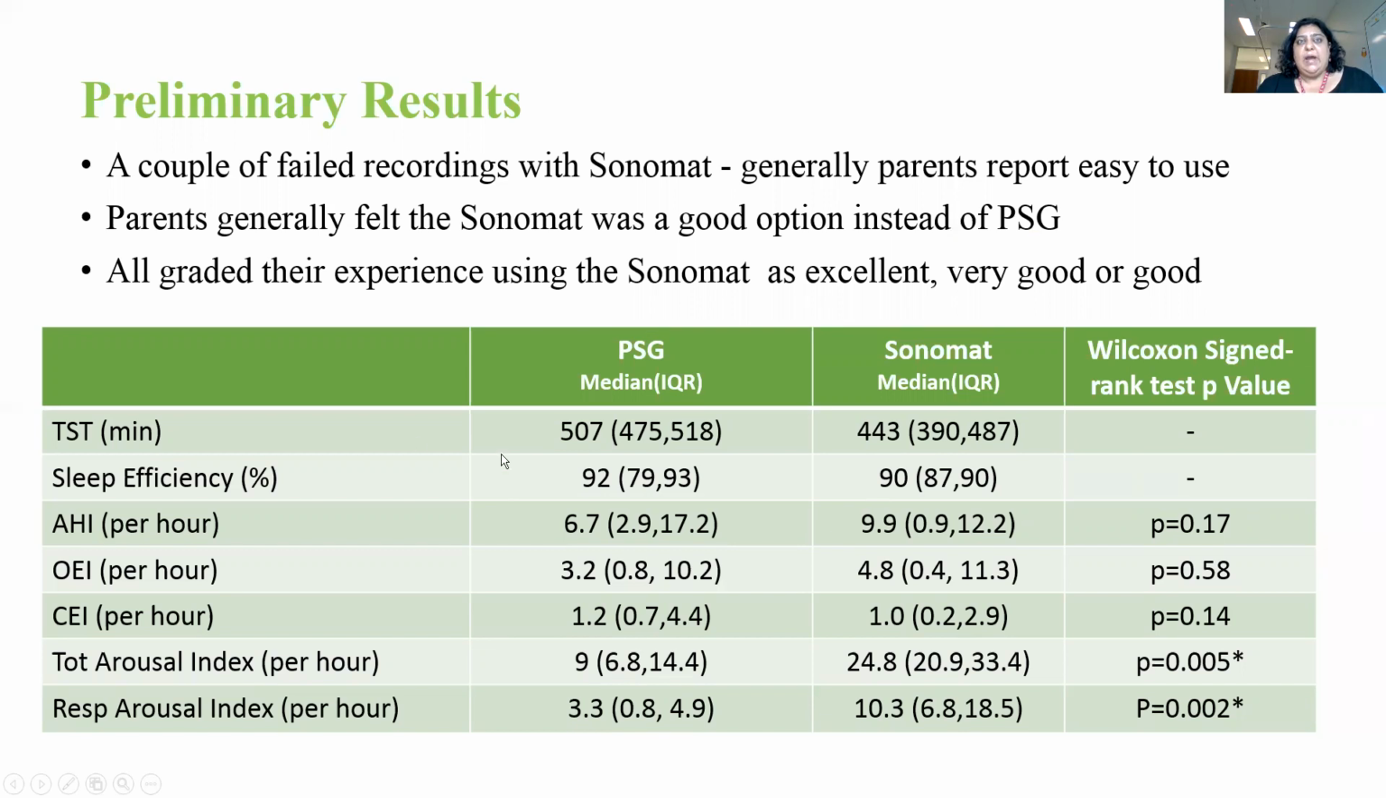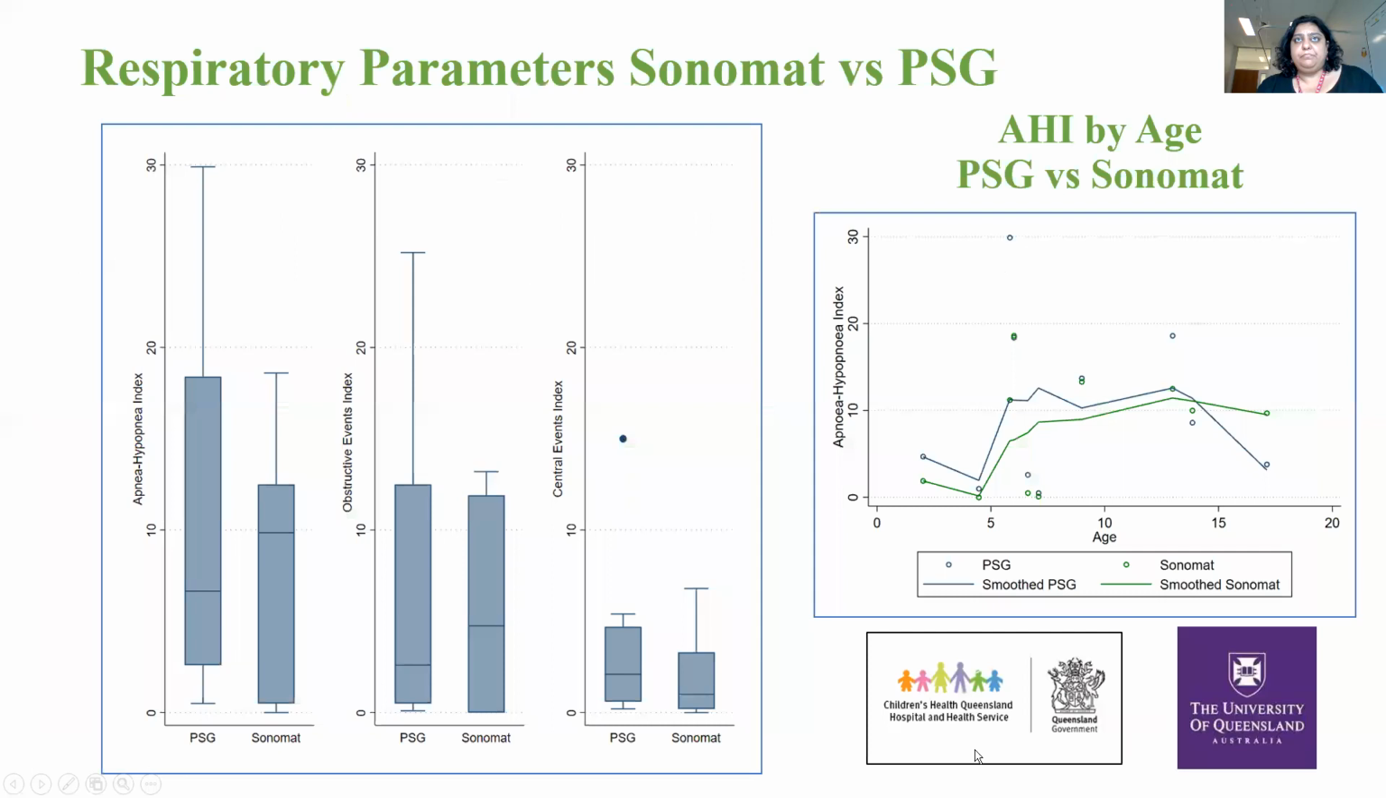You can see here a comparison of parameters that we use on a sleep study: total sleep time, sleep efficiency, apnea-hypopnea index, obstructive events index, central events index, and arousal indices. And you can see here the corresponding values from the Sonomat. The measures were actually very comparable, suggesting that the Sonomat is picking up similar to what a formal sleep study will. The only real difference was with our arousals, and this is likely to be more on the Sonomat due to movement being detected more easily.